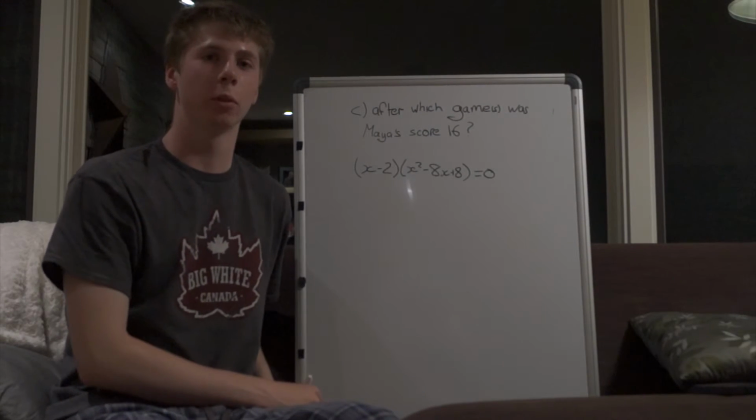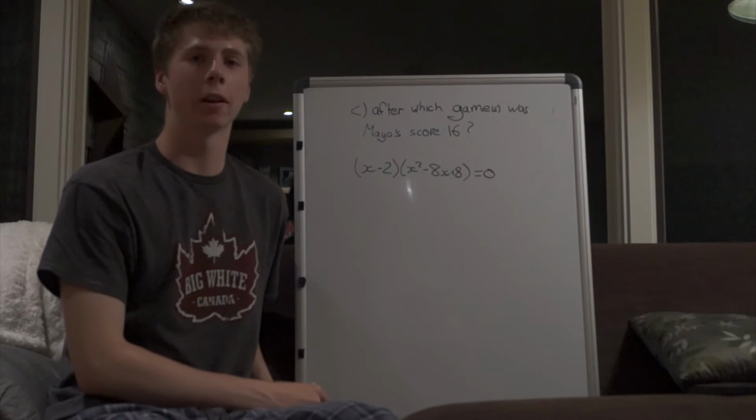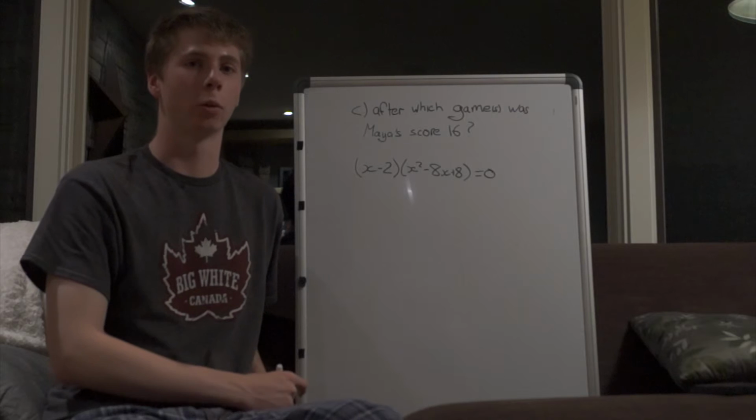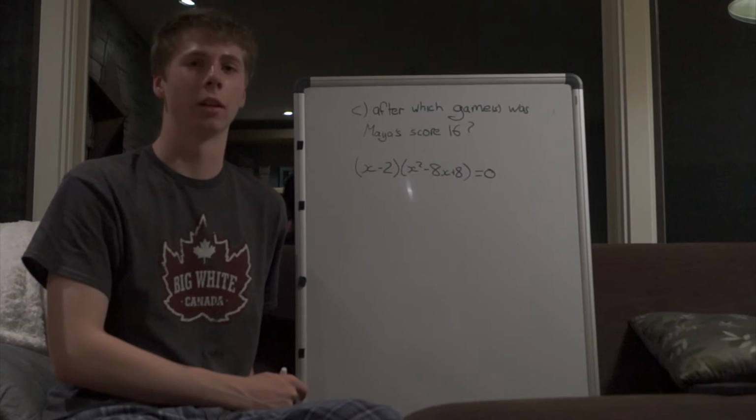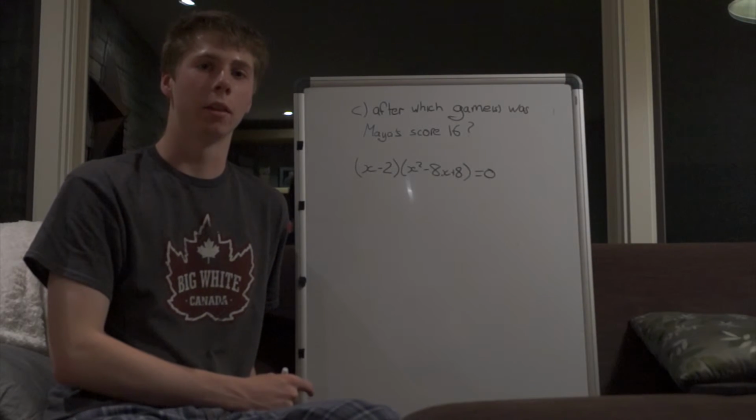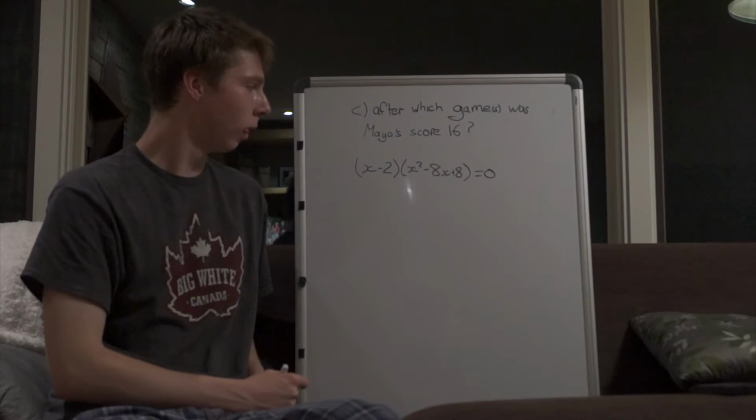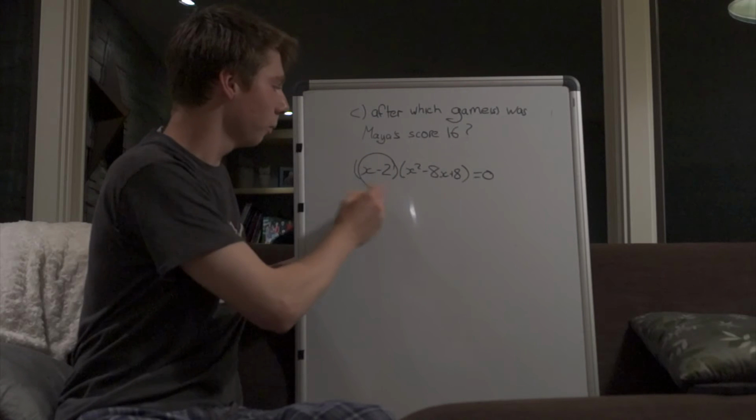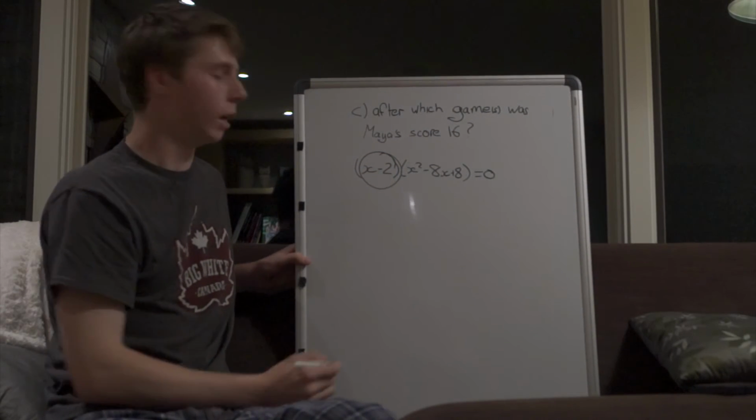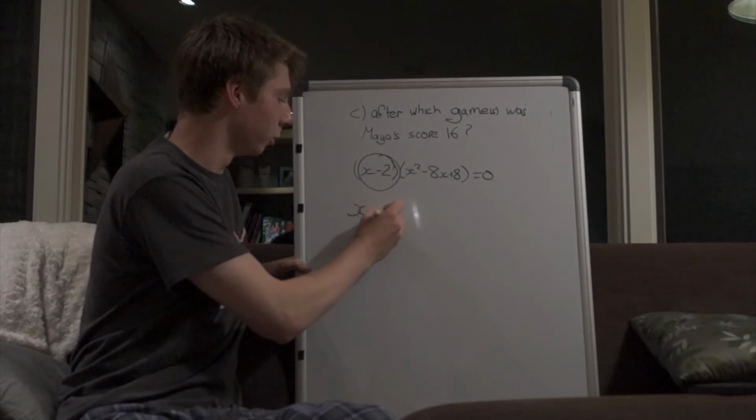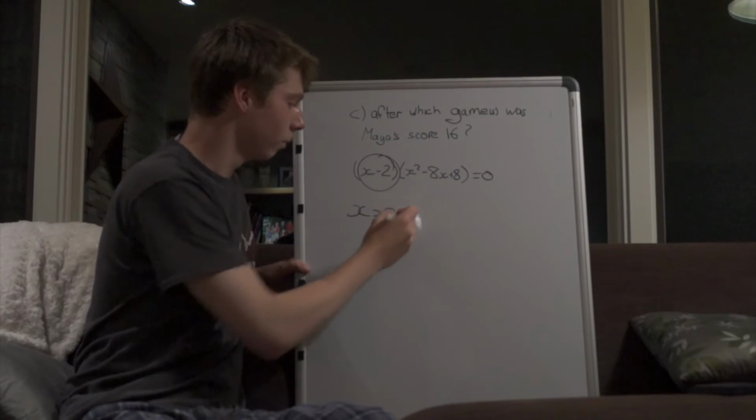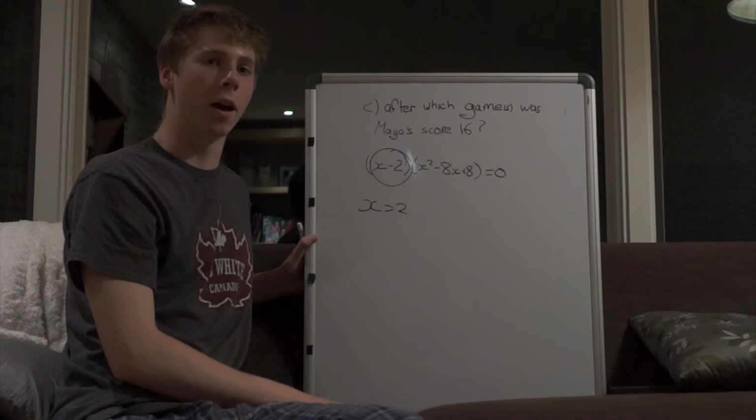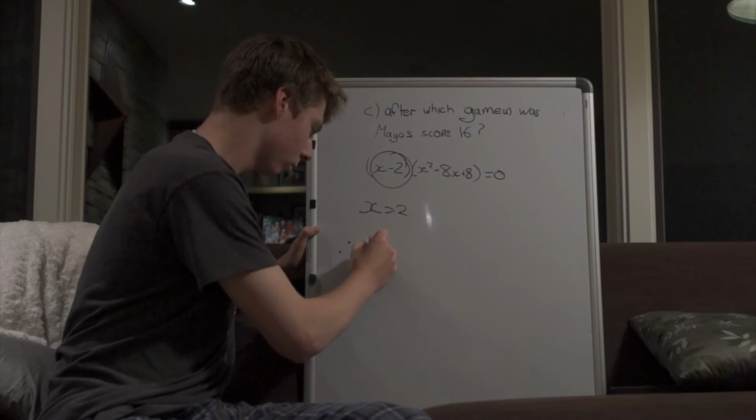Again, just as in question B, this quadratic is not factorable. For that reason, it's useless to plug it into the quadratic formula since x belongs to a set of whole numbers and therefore cannot be a decimal. For this reason, we just look at this part of the equation right here, and we know that x is equal to 2. Therefore, we can say that her score was 16 after 2 games.